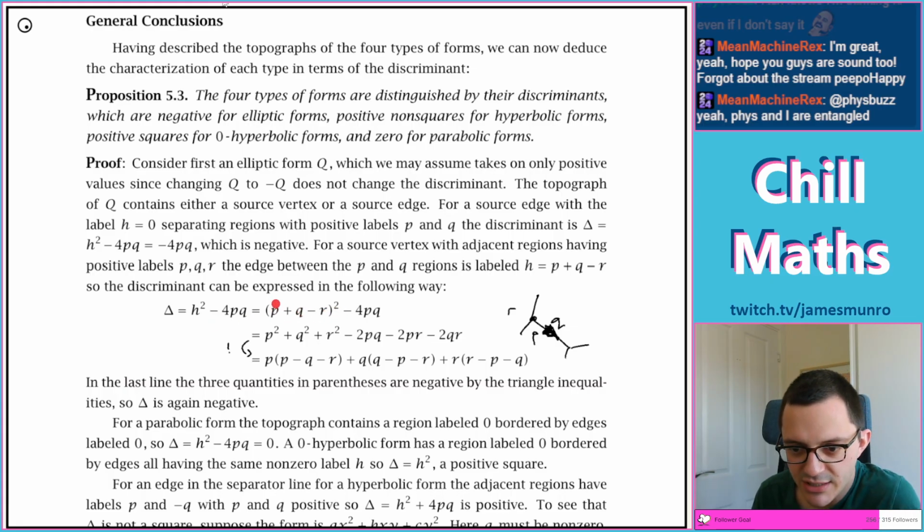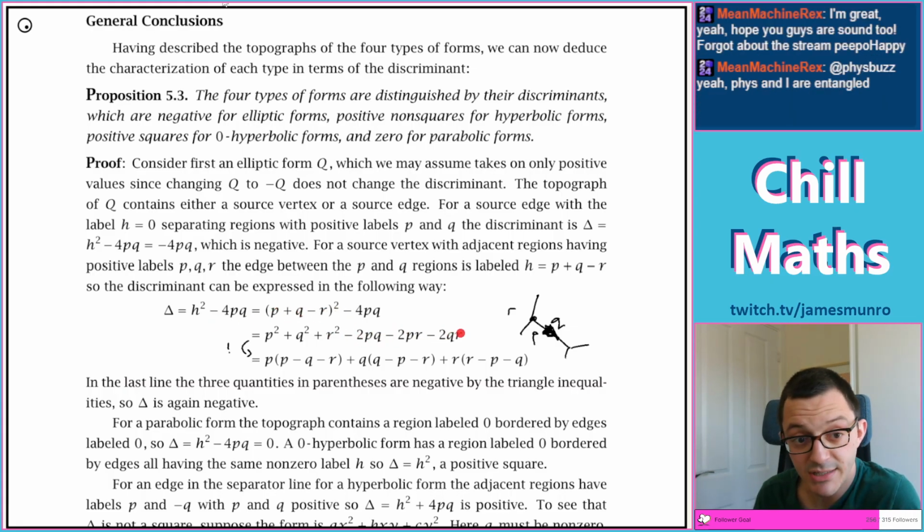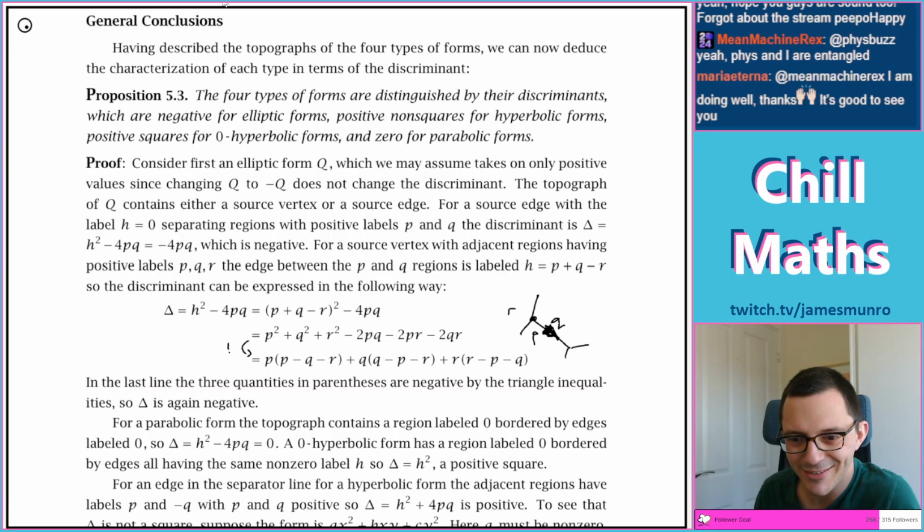But yes, so what they're doing is the sum of the squares minus twice the sum of the pairs. That formula that I've learned now for the discriminant of a quadratic form, when you're given 3 values around a vertex in the topograph.